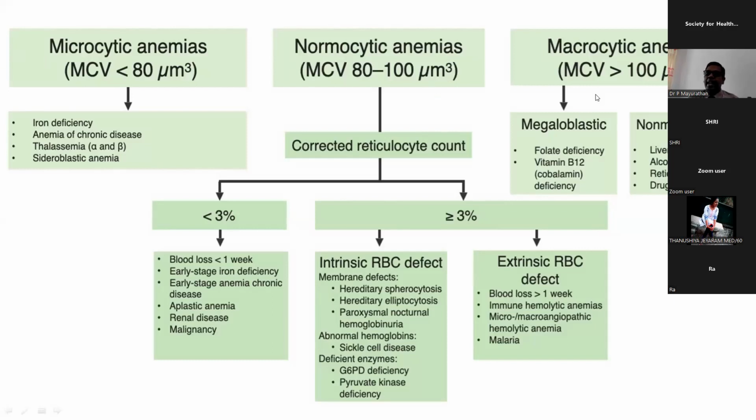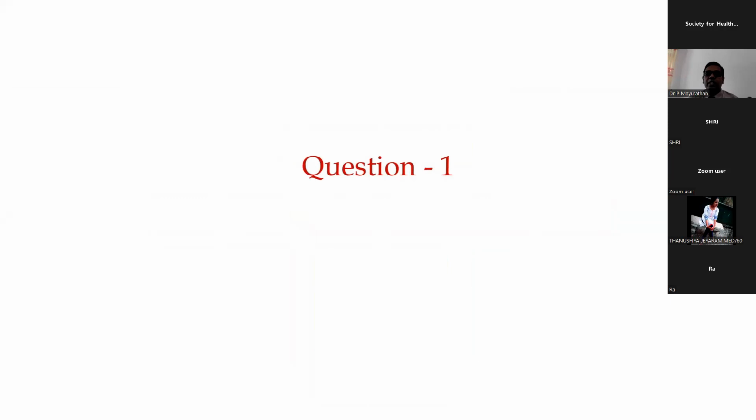Then again, in macrocytic anemia the MCV is high. It can be divided into macrocytic megaloblastic or macrocytic normoblastic. Basically, the two more important causes of macrocytic megaloblastic anemia are B12 and folate deficiency. Other causes like liver disease, chronic alcoholism, drugs, pregnancy, hypothyroidism and cirrhosis can be macrocytic but without megaloblastic anemia. Then the normocytic anemia again can be divided based on the reticulocyte count, which I think is a very simple classification. So now let's move on to the first question.